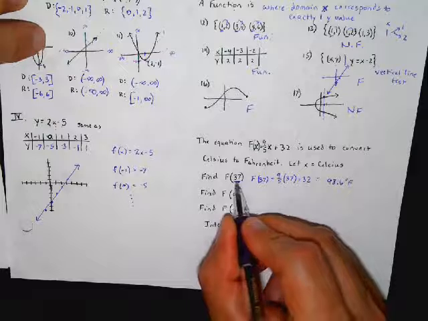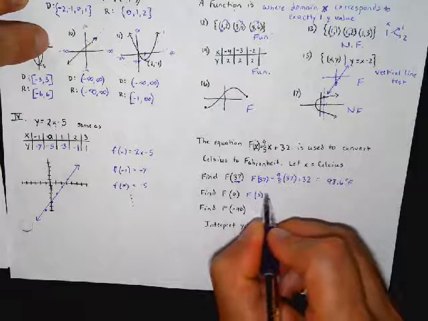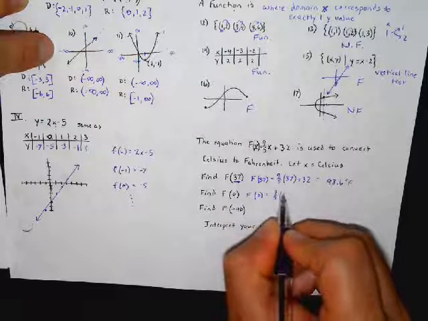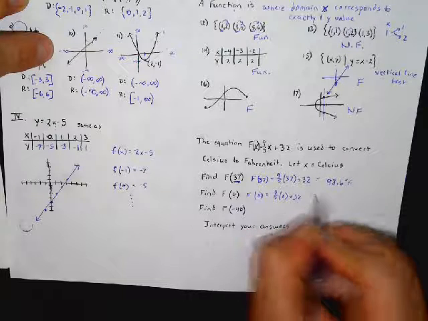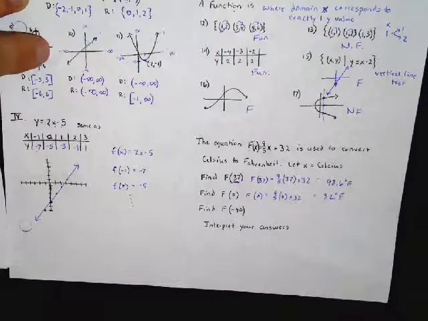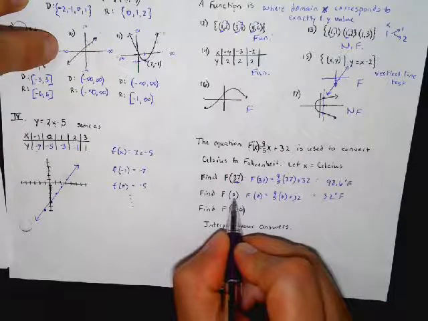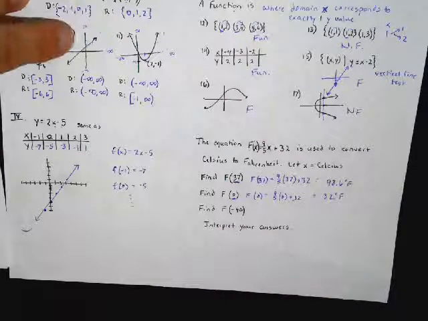So if I want to know the Fahrenheit for 0 degrees Celsius, I can find f of 0, plug in the 0 here, and I have 32. And what is 32 degrees Fahrenheit? It's our freezing point. So water freezes in Celsius at 0 degrees.